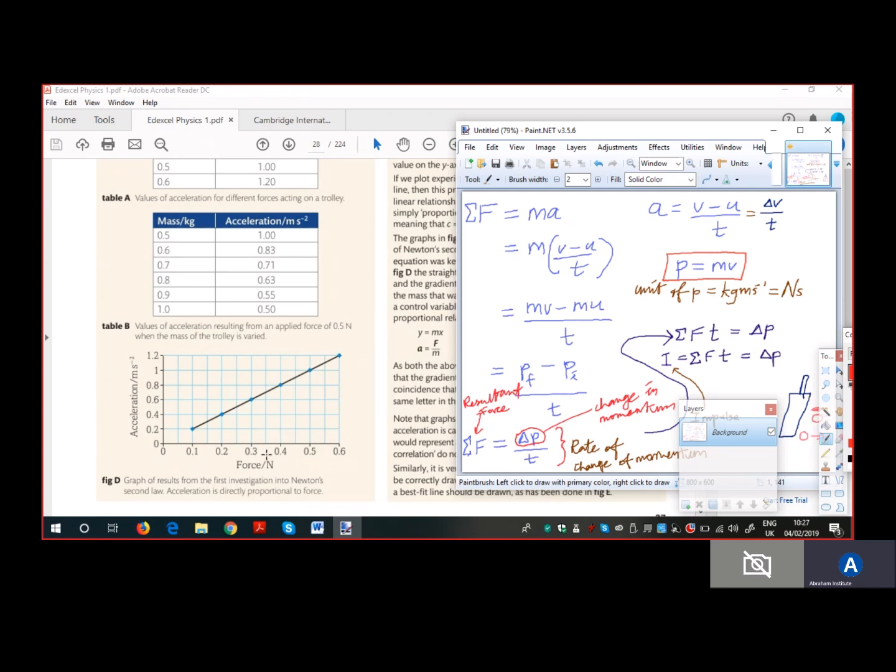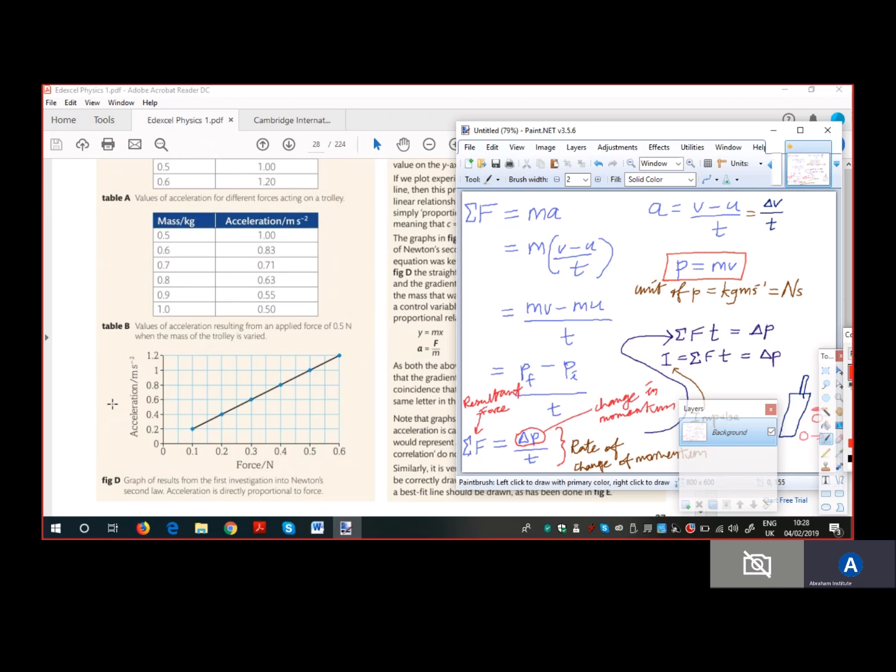If instead they had force here and acceleration here, then this is your y and this is your x, so the gradient would be the mass. But they have plotted it this way because we plot the independent variable on the x-axis and the dependent variable on the y-axis.